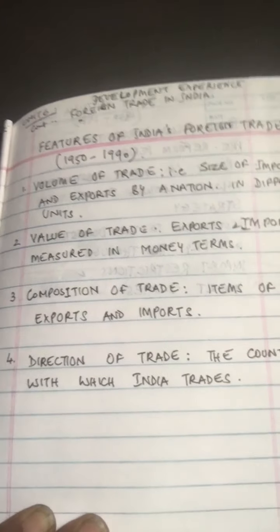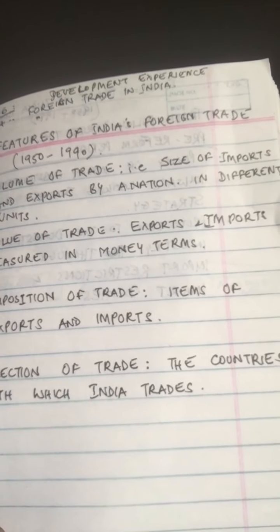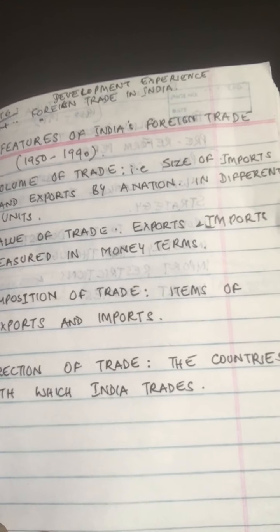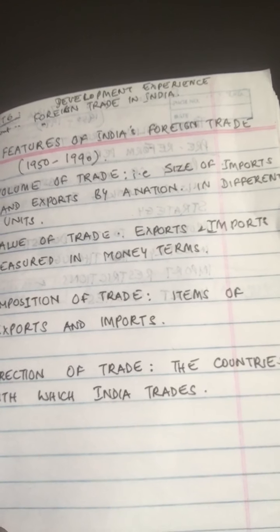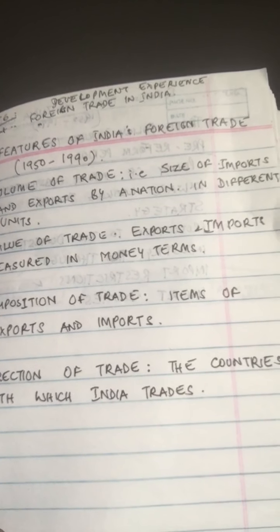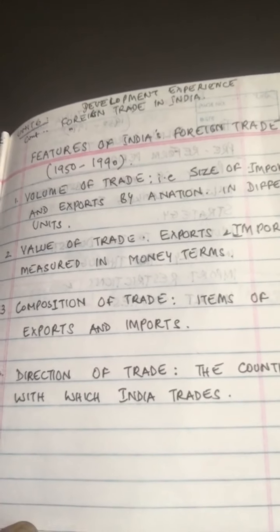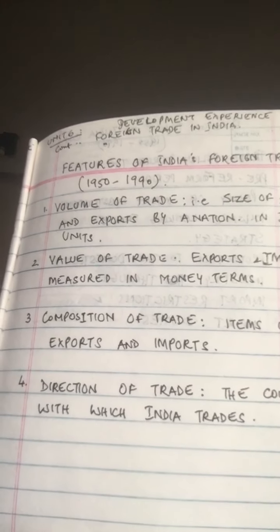Now this happened because of two reasons, which are also stated here. One, India started using its farm products as raw material for its domestic industries. And second, growth in India's population led to an increase in the domestic consumption of farm products. So we needed the farm products in India itself.